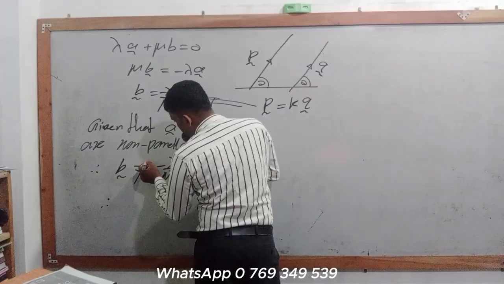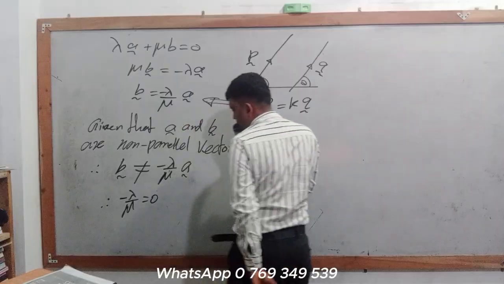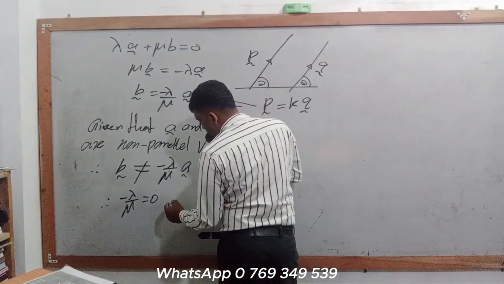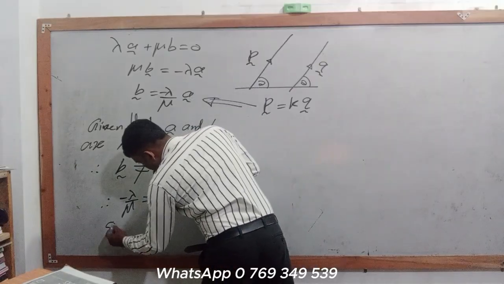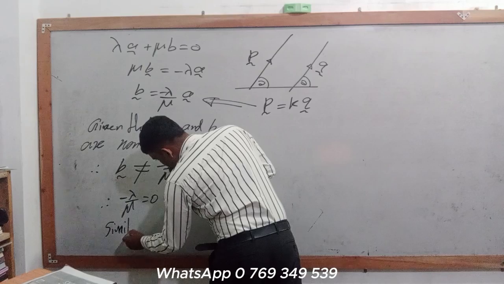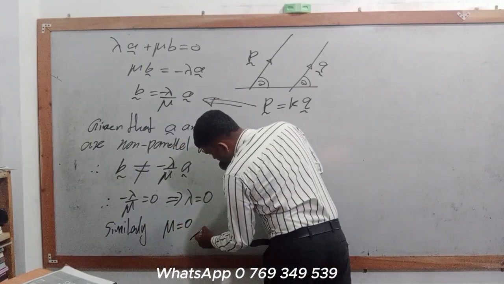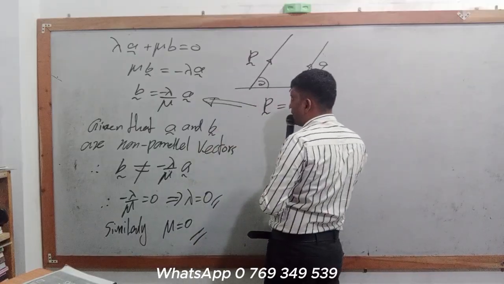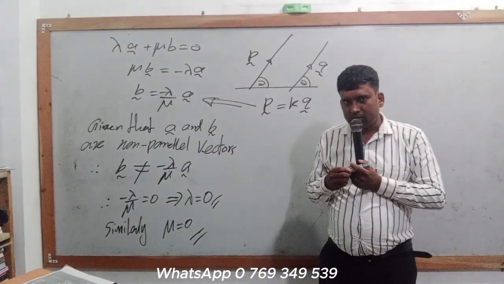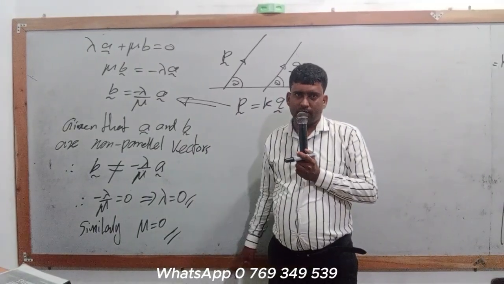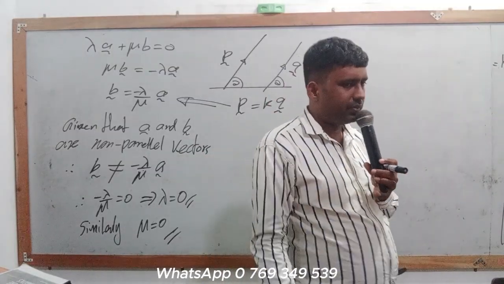Therefore, minus lambda divided by mu should be 0. Then lambda should be 0. Similarly, mu also equals 0. Right? This is the system. You should know this proof. Right? You have to prove that. You should know.